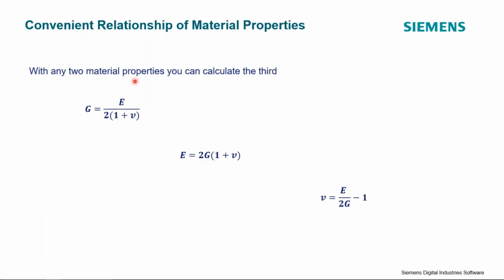Once we know any two of these material properties, it's very easy to calculate the third. So for example, the shear modulus is just equal to the modulus of elasticity divided by 2 times 1 plus Poisson's ratio, and we can write equations like this for our other properties. So if we know E and Poisson's ratio, we can calculate the shear modulus, for example.